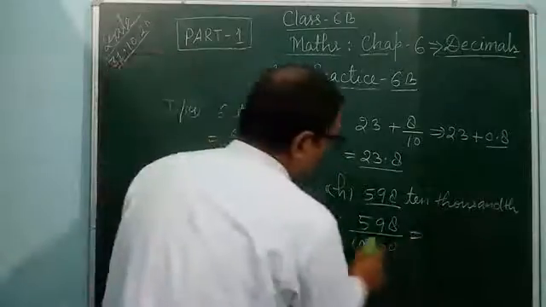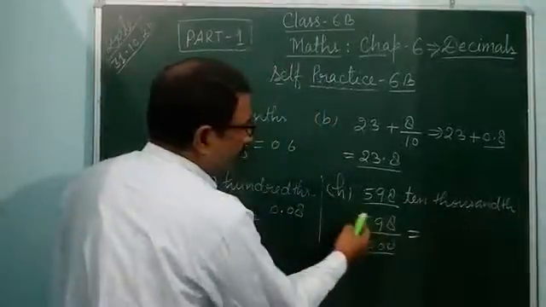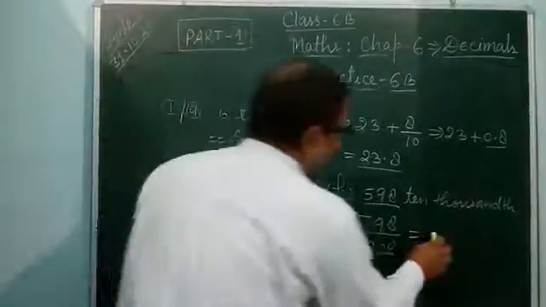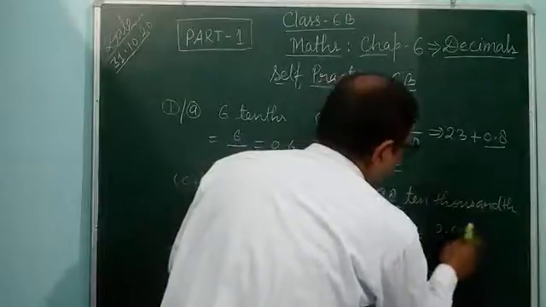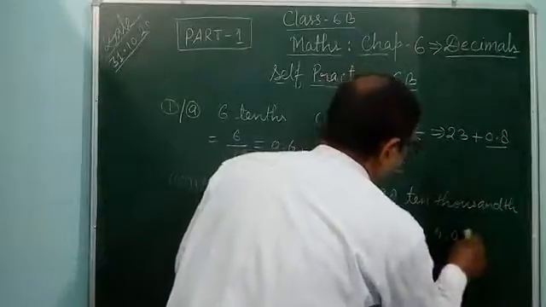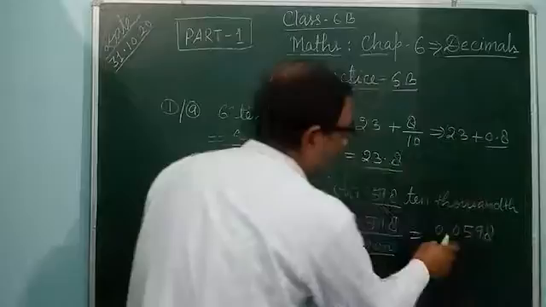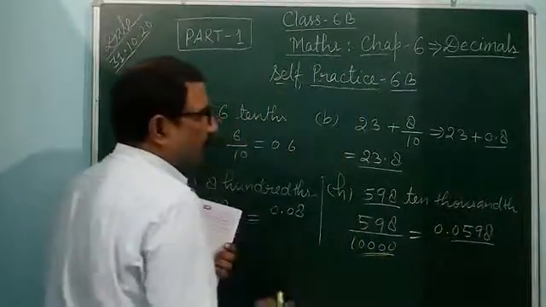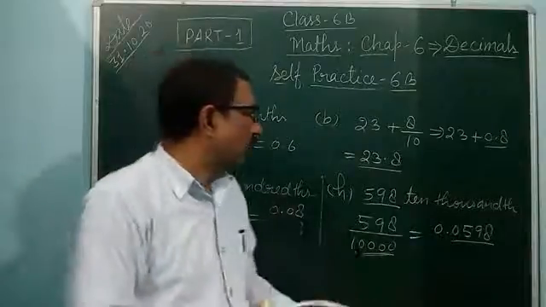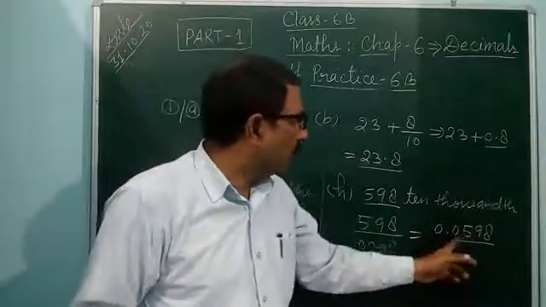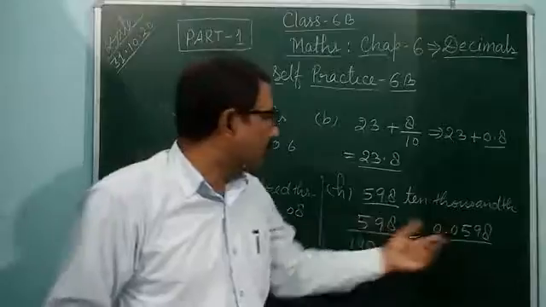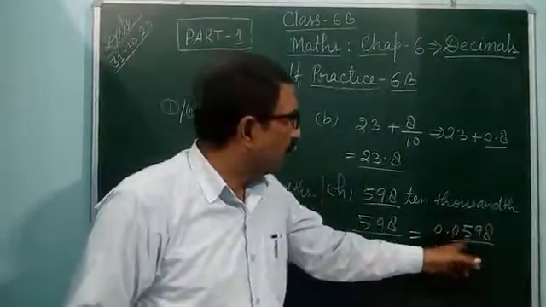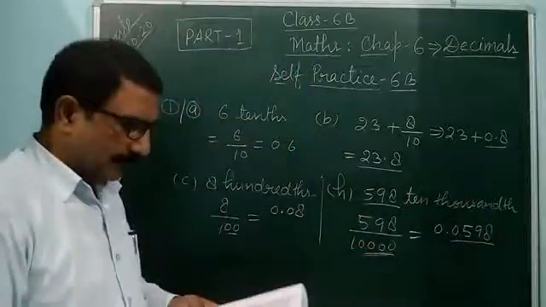Here the denominator has 4 zeros, but in the numerator there are only 3 digits. So you can cover the missing digit by using 0 before it. So 0 598. After the decimal there should be 4 digits, because the denominator 10,000 has 4 zeros. So here there are 3 digits, and you cover the first place using 0. So 0.0598. In this way you can write.